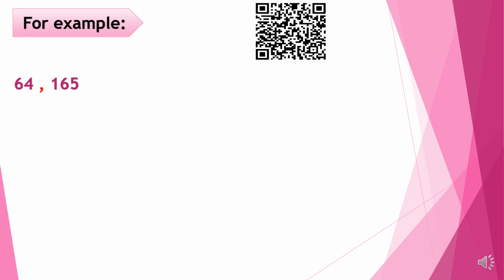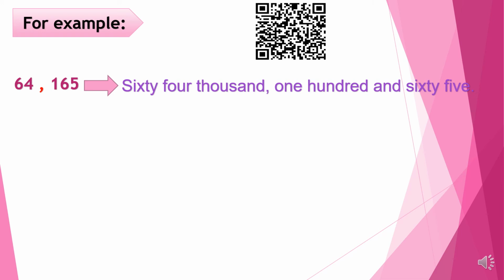For example, we have some numbers here and we want to read them and write them in word form. Here we have a 5-digit number. As we said before, count from the right, 1, 2, 3, and put a comma. Okay, let's read from the left. In the thousand family, we have 64. Then we have a comma, so we will say thousand. So 64,165. 64,165.